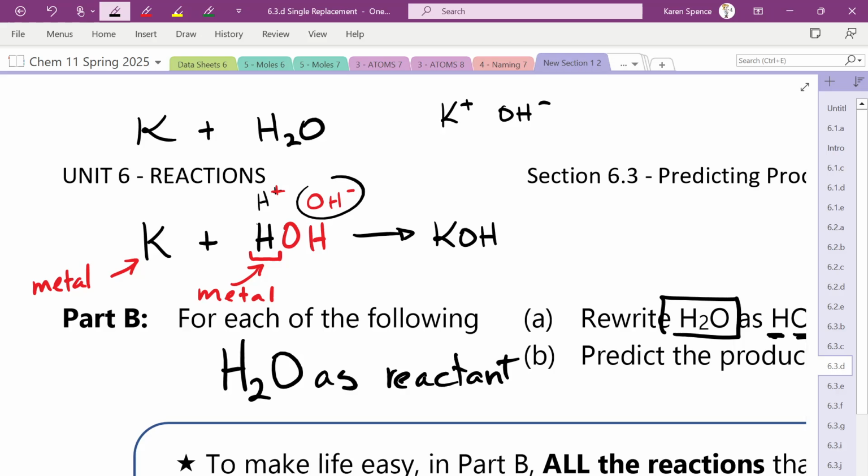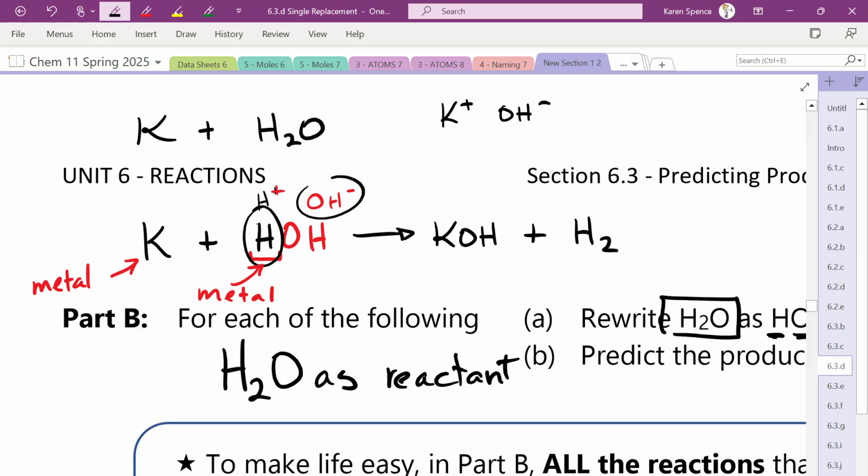It can, but it does not behave that way. Okay? And why am I writing an arrow? That should be a plus sign. So I have KOH, and then what's left over is the hydrogen. So that's going to be plus H2.